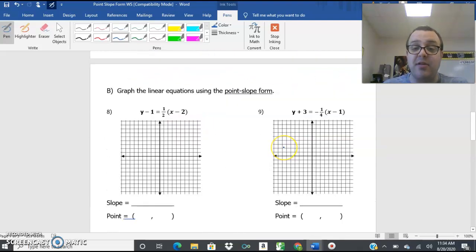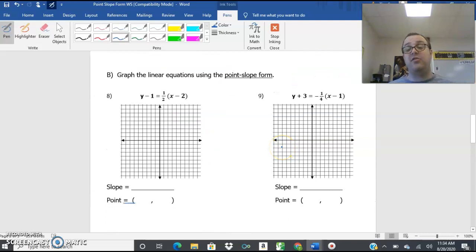Next thing we're going to have to be able to do is graph using point slope form. So not only can we just graph with y equals mx plus b, but if we're given point slope form, we need to be able to make a graph as well. So how do we do that? Well, it's as easy as pulling out the point and the slope and then using those to graph your line. So for example, I look at this one and I say, all right, what is the point that is in this equation?